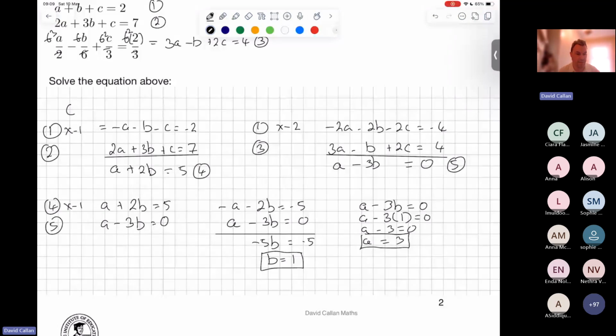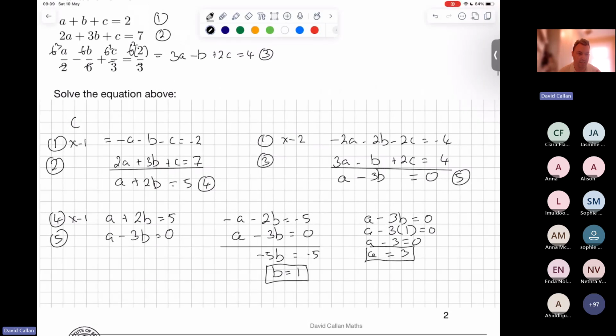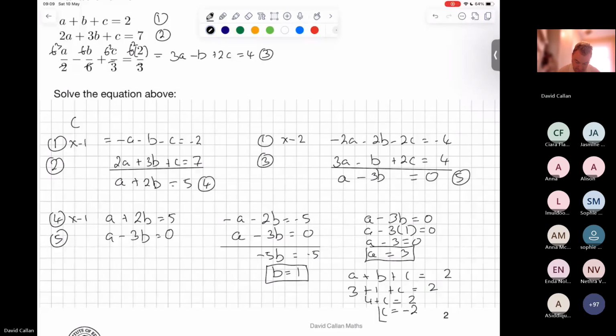Again, pretty happy. And then just pick one of the original equations once you have 2 solutions. And I'm going to pick the first one because it's by far the easiest one, just 1a, 1b, 1c. Lovely. So a plus b plus c is equal to 2. So therefore 3 plus 1 plus c is equal to 2. 4 plus c is equal to 2. So c is therefore equal to minus 2. And that's that. So hopefully nothing too exciting there. Like I said, just a nice little warm-up to start off the class.